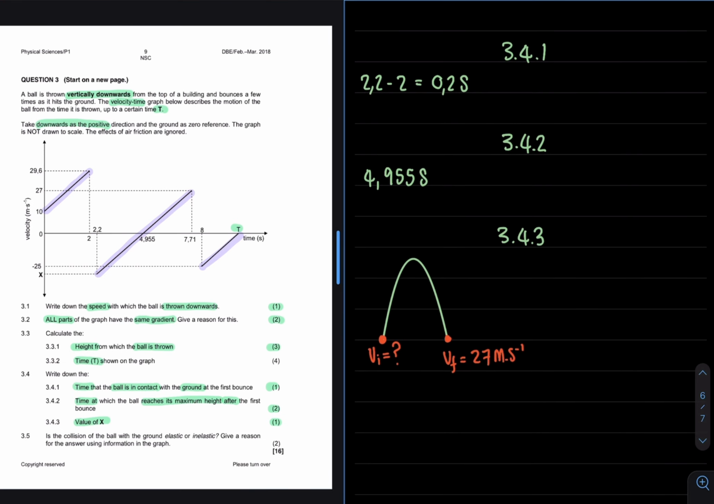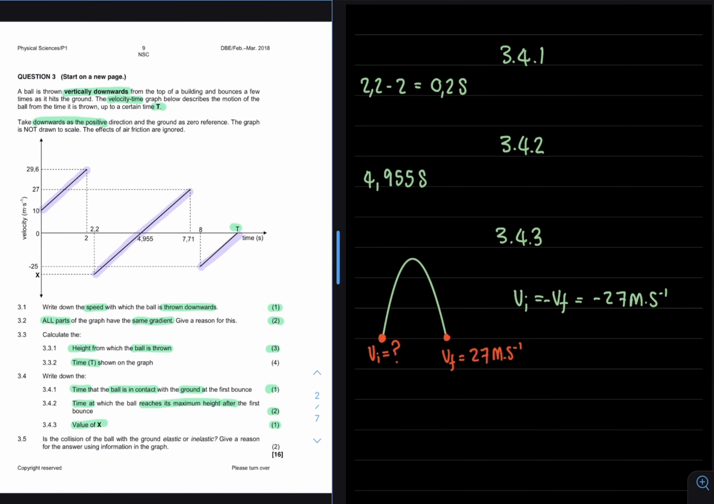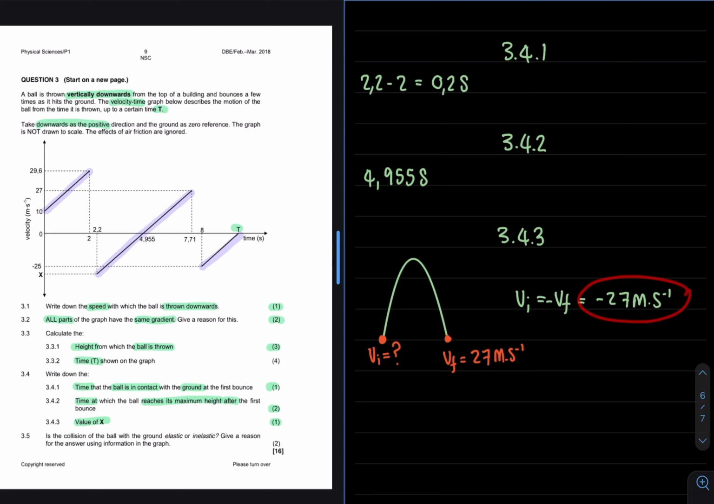Now, seeing that the ball is in free fall, we only have gravity working on this body. If the ball hits the ground at 27 meters per second, it should move away from the ground with the same velocity in the opposite direction. Now, seeing that they are asking for value x from the graph, we need to indicate the negative.